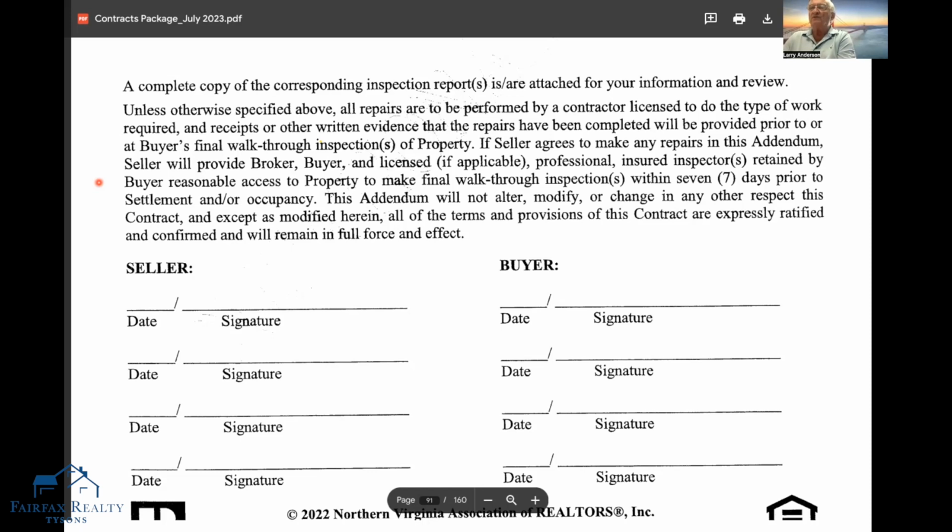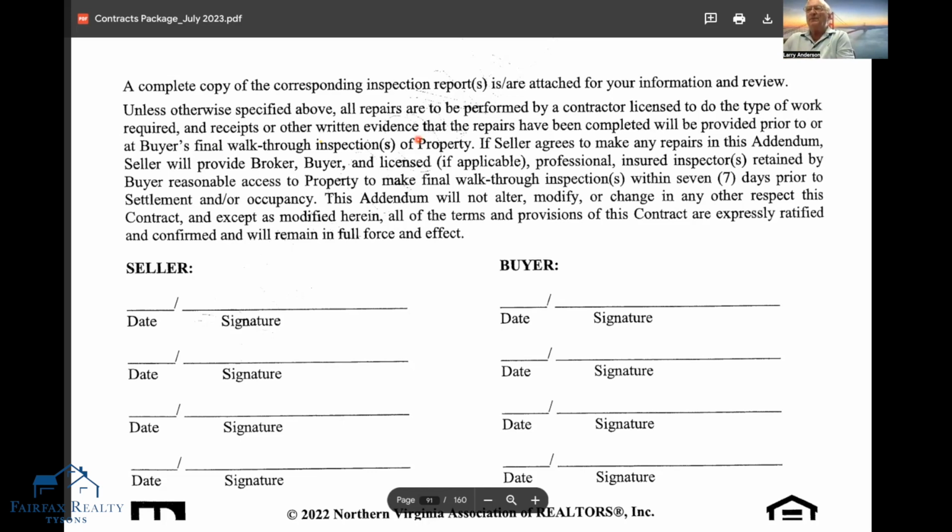I do not want to extend that option to the buyer to bring those people back. And this addendum will not alter, modify, or change in any other respect this contract, and except as modified herein, all the terms and provisions of this contract are expressly ratified and confirmed and remain in full force and effect. Now, the last point about this addendum that I want to make: final walkthrough inspections.